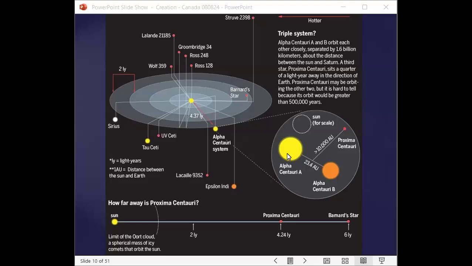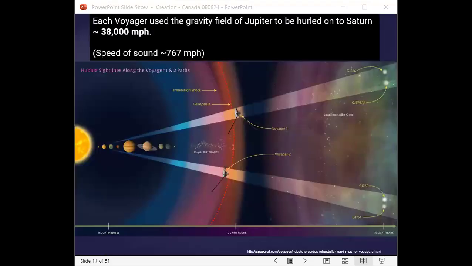Okay. Now, the twin spacecraft Voyager 1 and 2 were launched in 1977. Both probes have reached the boundary of interstellar space. Each Voyager used the enormous gravity field of Jupiter, reaching a speed of roughly 38,000 miles per hour. It is roughly 50 times the speed of sound. It goes very fast, right? 50 times the speed of sound.